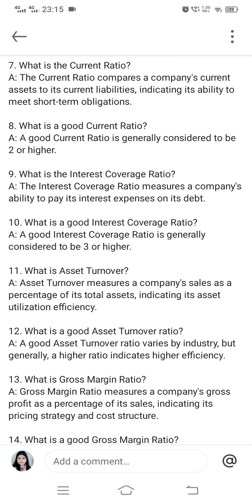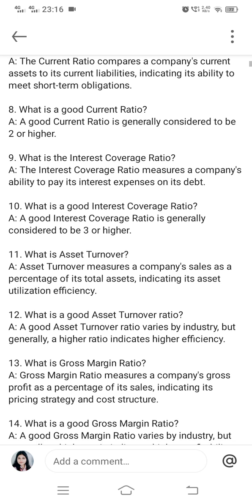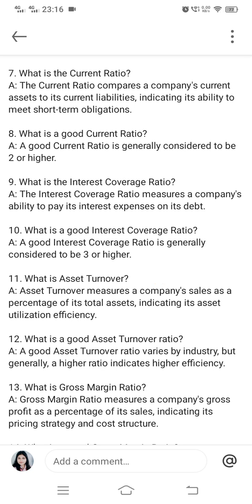Now comes the seventh question: what is the current ratio? It is a really general question, and it is important yet general, so you should prepare this one. The current ratio compares a company's current assets to its current liabilities, indicating its ability to meet short term obligations. It is very important for a company to meet its short term obligations, so this ratio really helps in the company's operations.